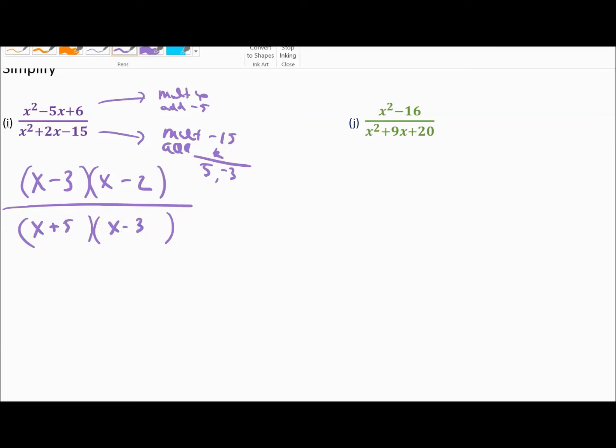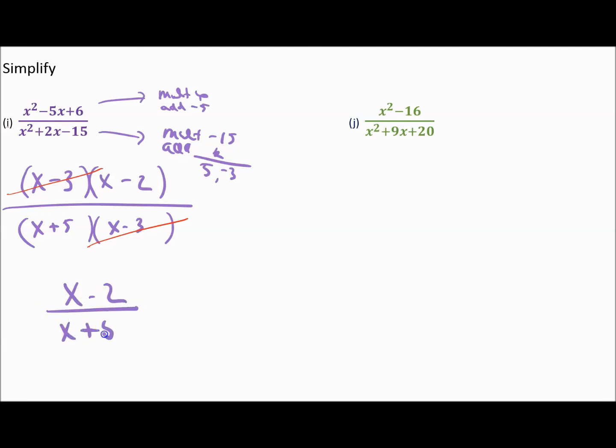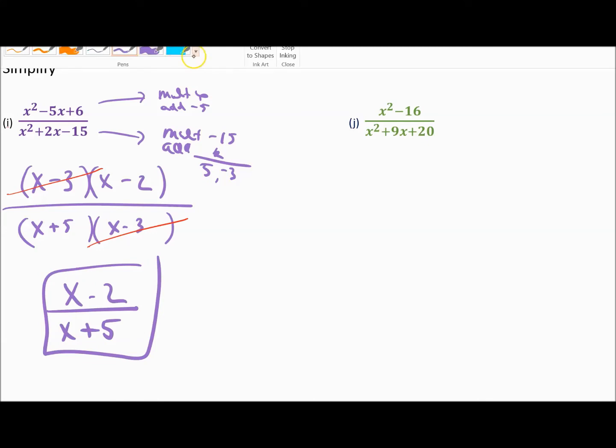Now, you need to look for common factors, and we have them. Notice I have an x minus 3 and an x minus 3, which means my final answer is the x minus 2 remaining in the numerator divided by the x plus 5 in the denominator, and I am finished with that problem.